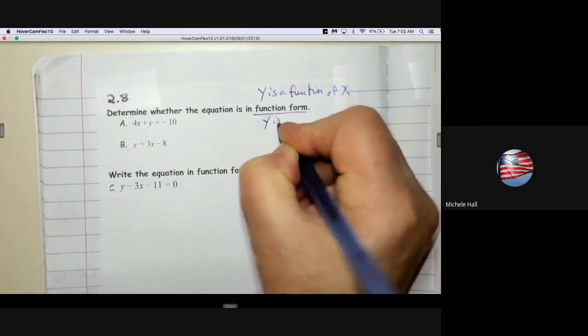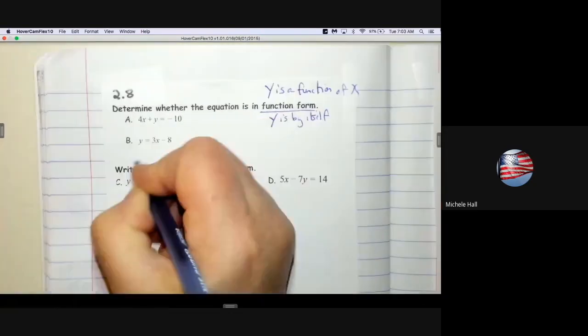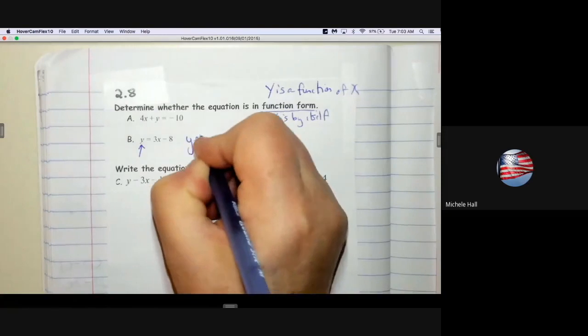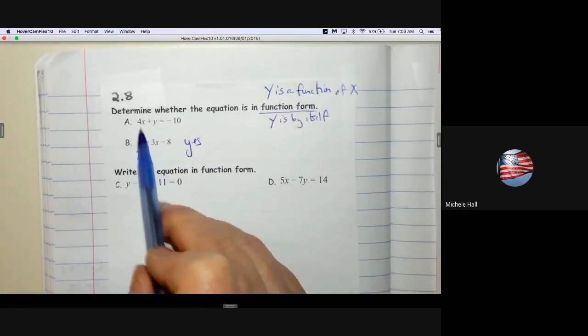Y is by itself. There's where y is by itself. So this would be yes. This is in function form. Y is not by itself here. So this would be no.